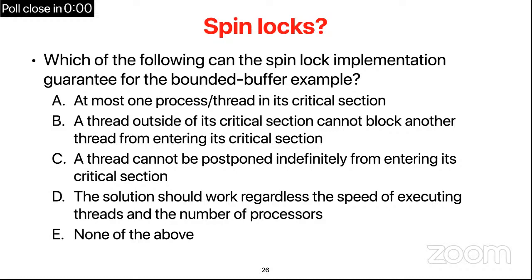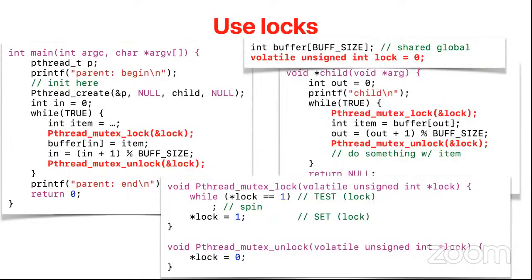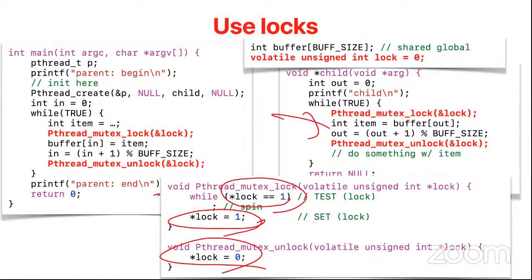Yeah, I think if the spin lock works well, option A is right. But the code you showed before, the spin lock is vulnerable, because if there are two processes, they obtain the lock, and before the lock was set to 1, they will enter the while loop at the same time. The while loop says while lock is equal to 1, so both processes will be able to enter the while loop at the same time.